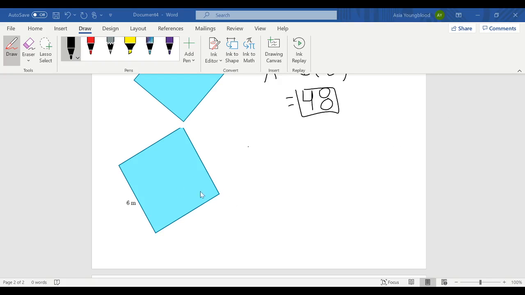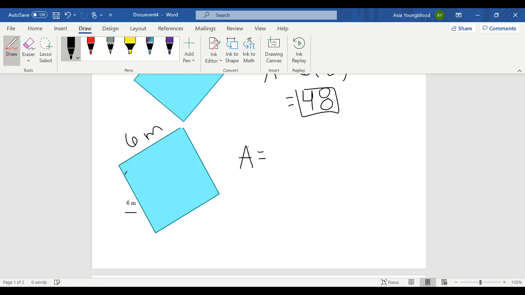All right, so we have this example set up. We're asked to find the area of this square. Because it's a square, they tell us this length is 6. Because it's a square, all 4 sides have to be equal. So this length here also has to be 6 meters, right? So again, to find the area, we're multiplying the two sides that make the right angle.